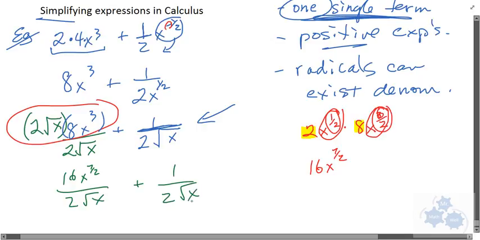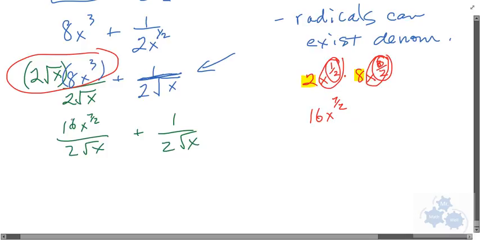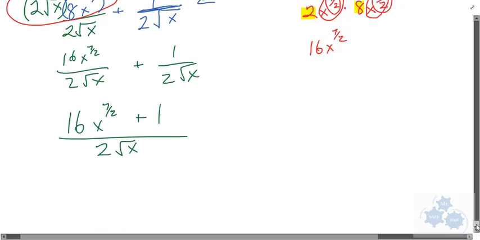So we're getting close now, and what do we do now that we have the same denominator? We can simply add up all the terms that are on the tops of all of the rationals that have the same denominator. So we have 16x to the 7 over 2 plus 1 all over 2 root x. Now, the question is, are we done? Does this look like you can do anything more with it?